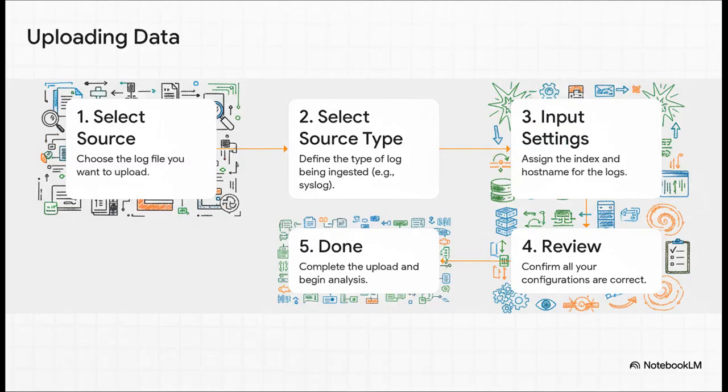And the process of getting that data in is designed to be incredibly straightforward. For just a basic file upload, it's literally 5 simple steps. You select your source file, you tell Splunk what kind of data it is, you assign it to an index, you give everything a quick review, and that's it. You're done. Your data is now in the system and ready to be searched.